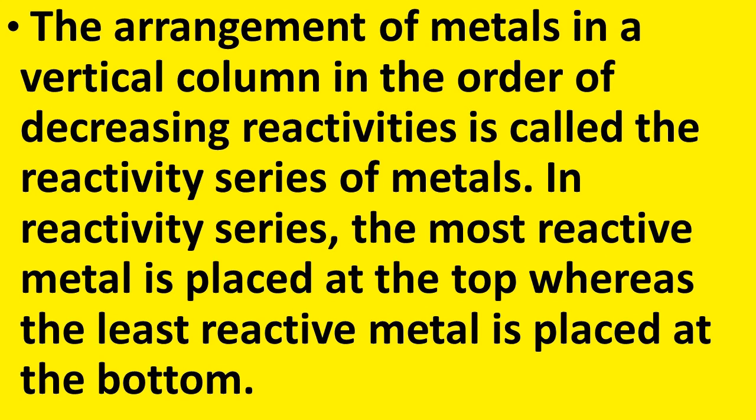So what is the order? Reactivity series is a vertical column of arrangement of metals, and in this series the most reactive metal is placed at the top, whereas the least reactive metal is placed at the bottom. So we can say that when we move from top to bottom, the reactivity of the metal decreases. So where do we find the most reactive metal? At the top, and the least reactive metal we can find at the bottom of the column.